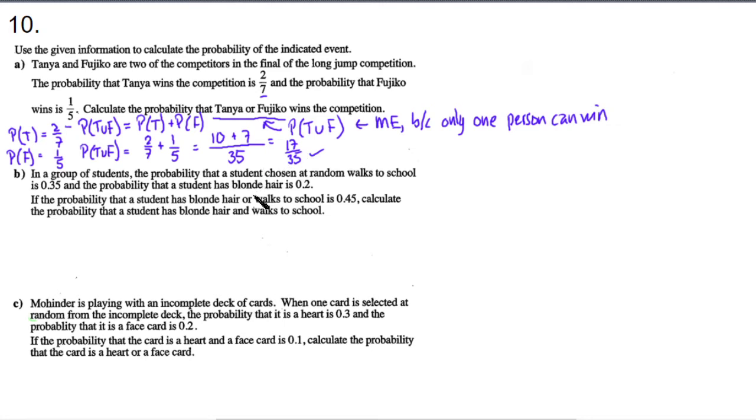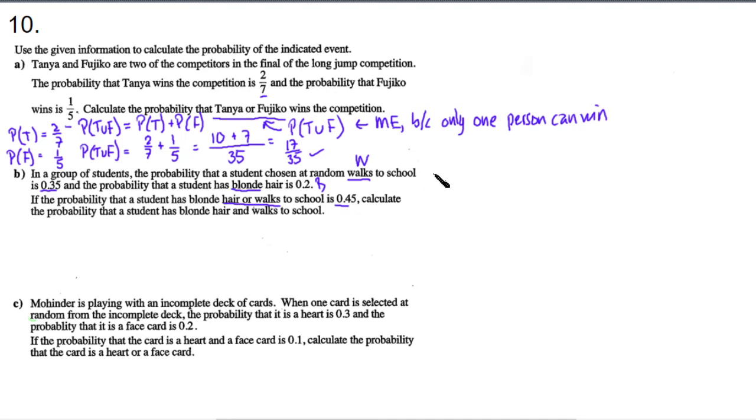In B, in a group of students, the probability that a student chosen at random walks to school, we're going to call that W, is 0.35, and the probability that a student has blonde hair, we're going to call blonde hair B, is 0.2. If the probability that a student has blonde hair or walks to school is 0.45, calculate the probability that a student has blonde hair and walks to school.